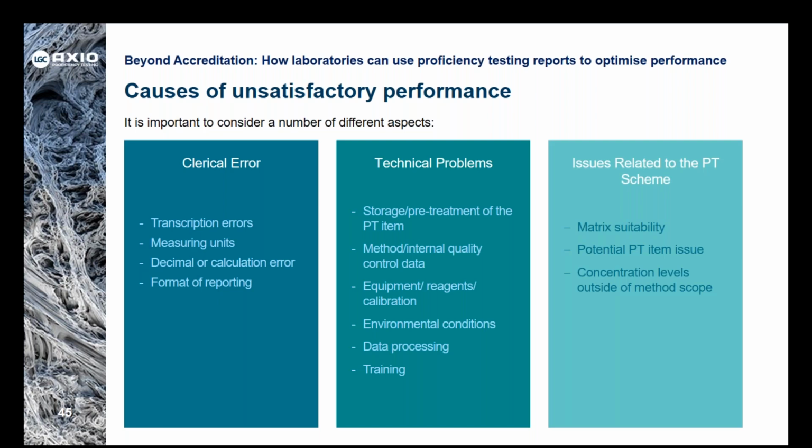Secondly, there may be actual technical issues. Examples of these could be instrument-related, assay calibration, reagents, training, or something procedural related, such as the storage or pre-treatment of the test material. Finally, there may be issues related to the PT scheme. These could be a matrix incompatibility between the PT test material and the instrument method, or target analyte concentrations being outside the scope of the method, either being too low or too high.